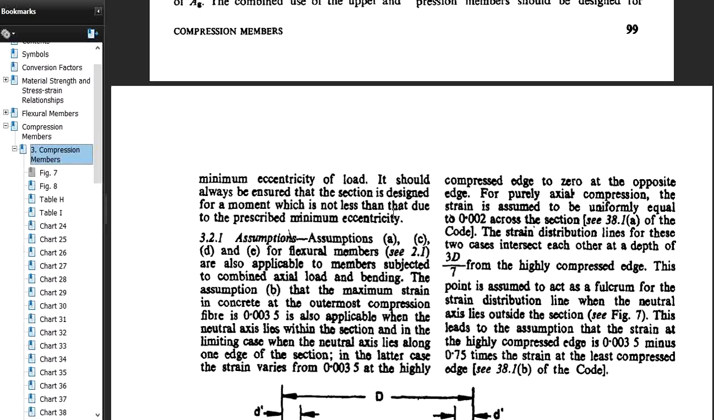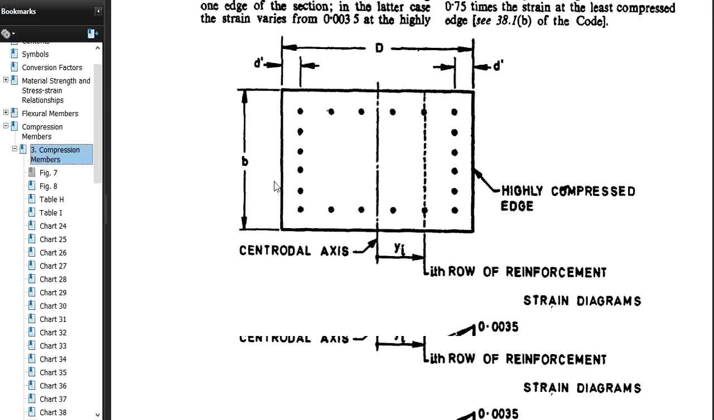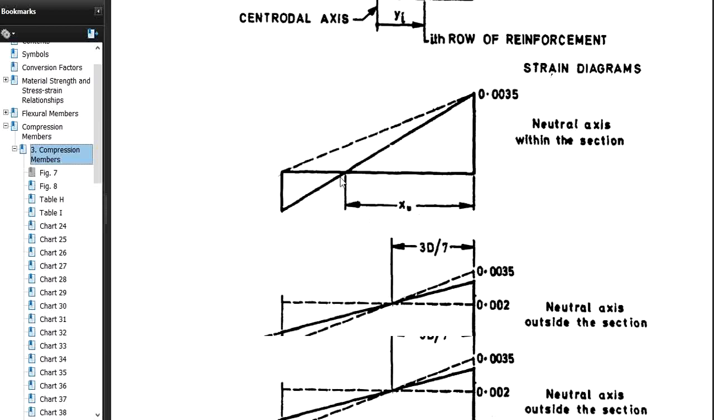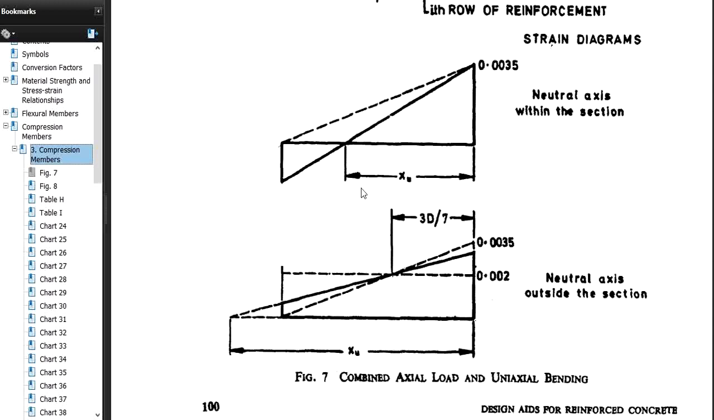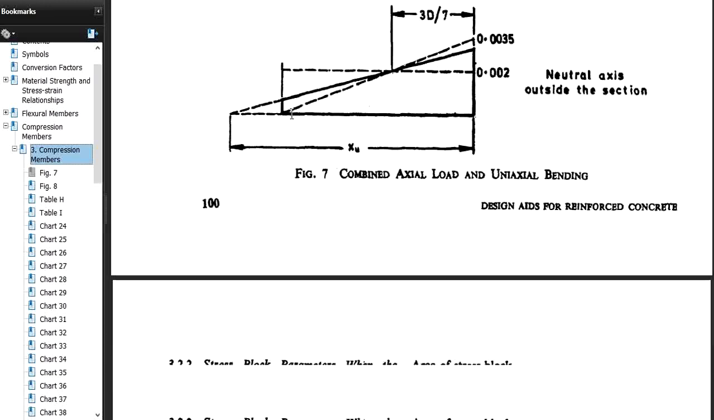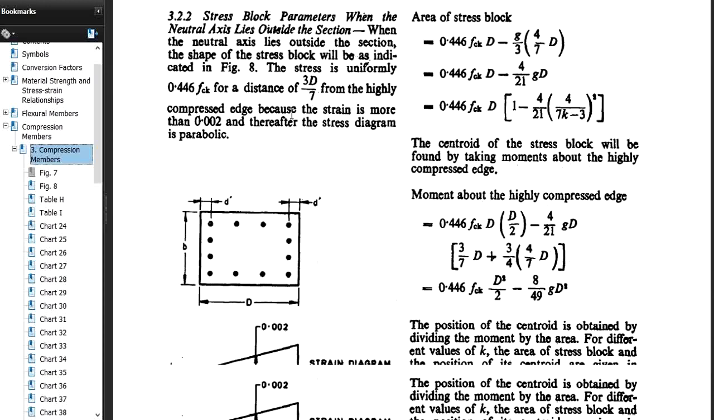These are a few assumptions which they have made, and these are the things I have explained: compression zone, tension zone, and the maximum strain in the concrete, which, if it exceeds, then the tension zone will start getting induced. That is what I explained in the previous session.